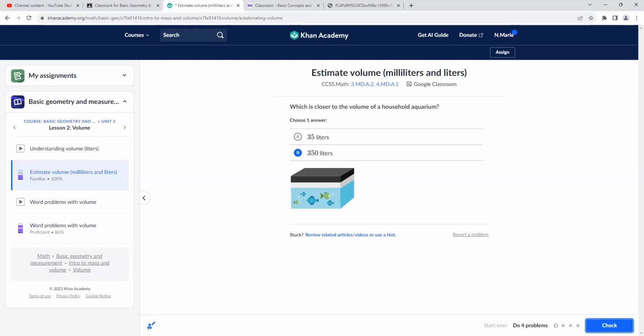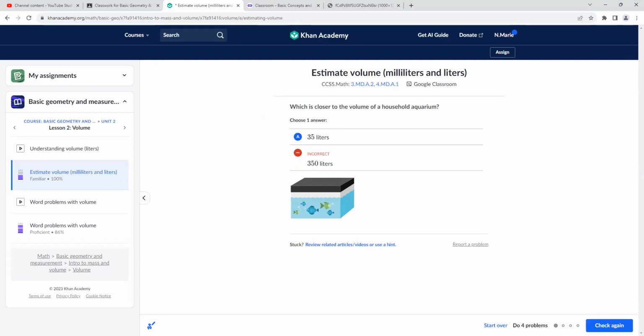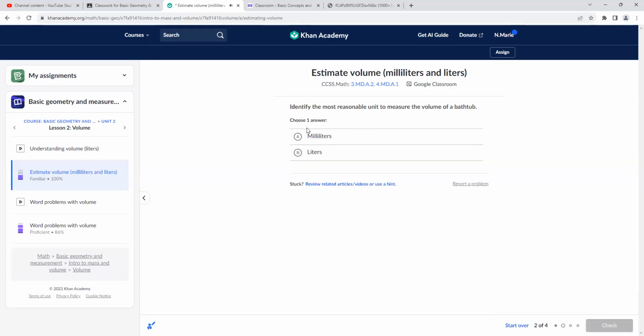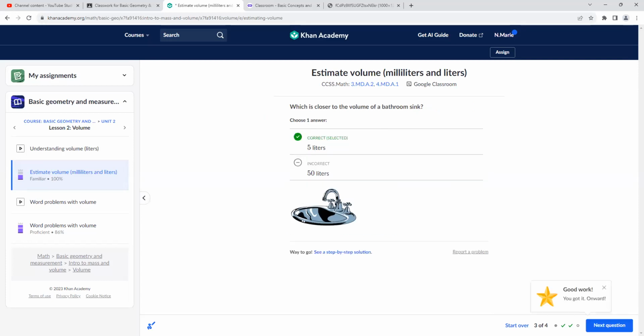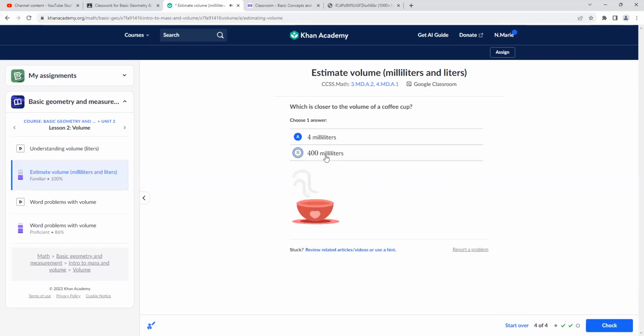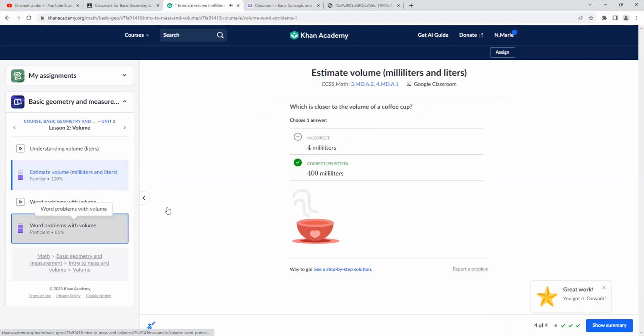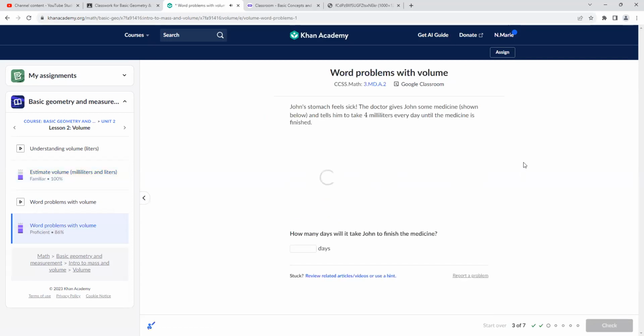This tank is probably going to use a lot of water. Oh, I guess not. It's a small one. Okay, so bathtub, liters, definitely. Sink, probably about 5 liters. Coffee cup, 4 milliliters seems kind of small, maybe about 400. And moving on, just try your best.